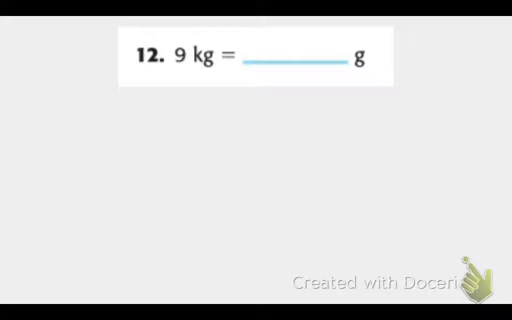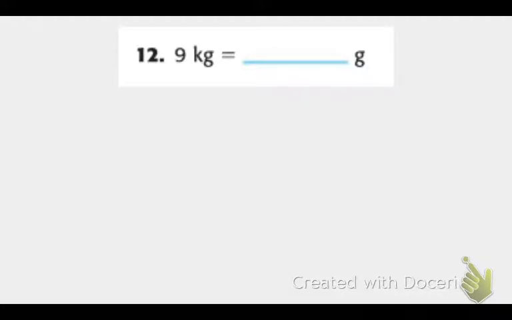Okay, let's take a look at this one. Now we're dealing with grams. We're dealing with weight. It doesn't really matter what we're dealing with, whether it's liter, meter, or gram. The transition from one to the other is going to be exactly the same. So here we have 9 kilograms. We need to change that into grams. Pause the video, try to solve it, and then come back for the solution, if you would, please.